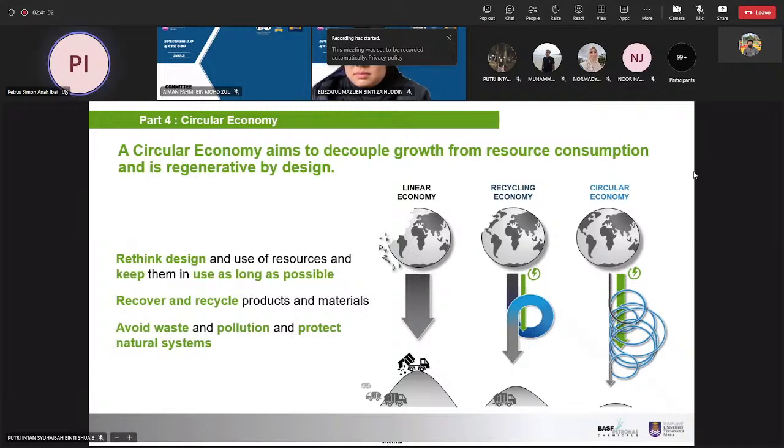The circular economy aims to decouple growth from resource consumption and is regenerative by design. You can imagine rethinking the design and use of resources and trying to keep them as long as possible in the chain. This is done through recovering and recycling products and materials. And of course, this improves by avoiding waste and pollution, in order to protect natural systems. Let's take an example of the linear economy. Okay, next.